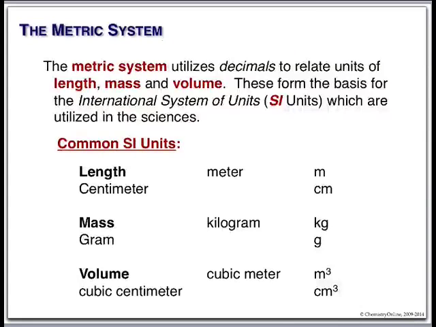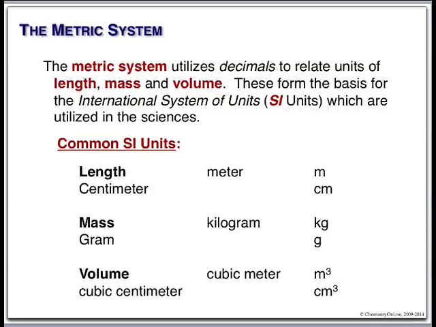All right, let's just quickly review what we said last week about the metric system. Remember, the International System of Units, SI units, defines length as its standard, and that is a meter, abbreviated as an m. Mass, the standard, is defined as a kilogram, and volume a cubic meter.